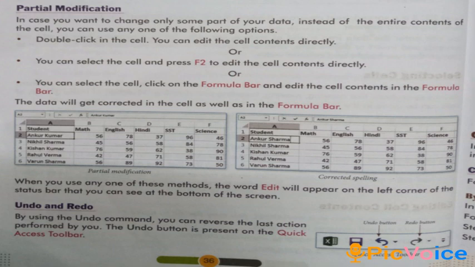Dear students, partial modification. Partial modification means if you want to change some of your data instead of the entire content. So you can follow the three options: by double clicking in the cell, you can edit the cell content directly, or you can select the cell and press F2 to edit the cell content directly, or you can select the cell and click on the formula bar and edit the cell content in the formula bar, and the data will get corrected in the cell as well as in the formula bar.